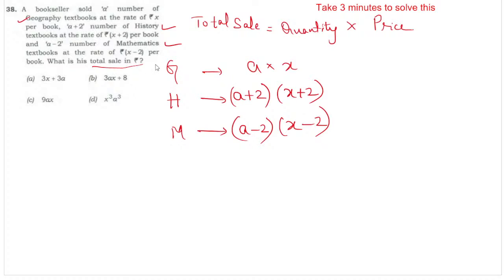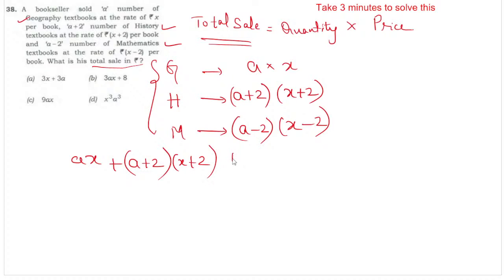So we need to sum all these values to get the total sale. So I will do that here. We have AX plus A plus 2 into X plus 2 plus A minus 2 into X minus 2. So this is the total sale value.